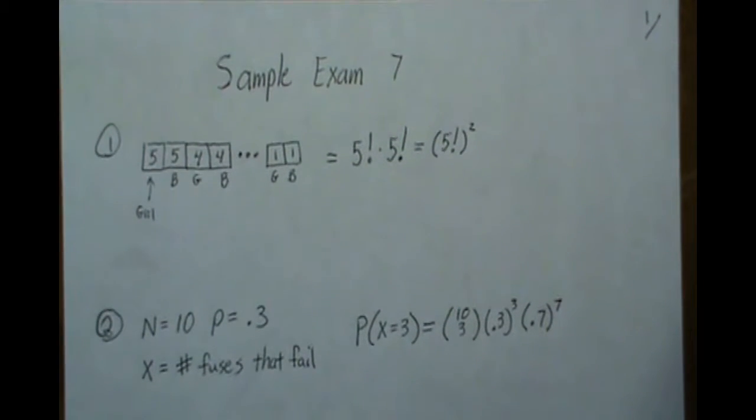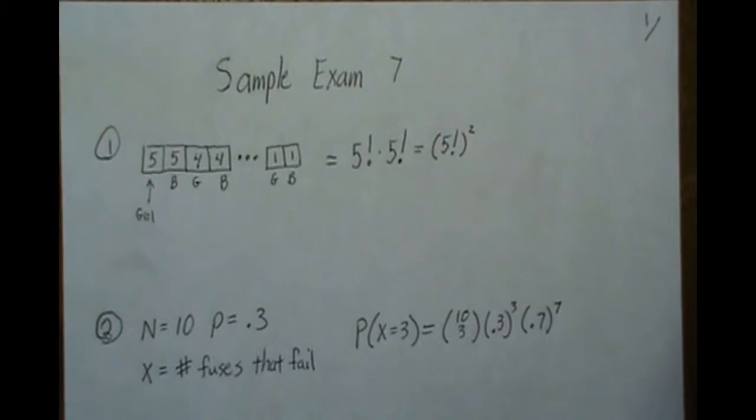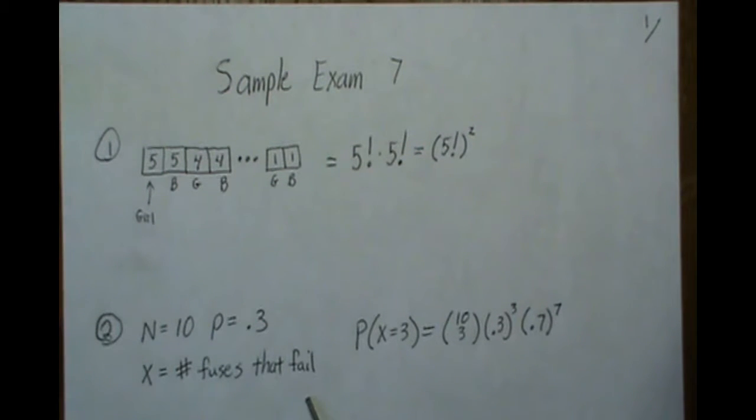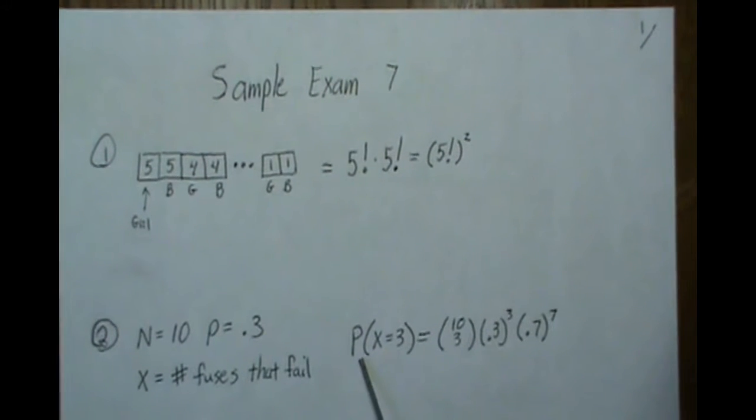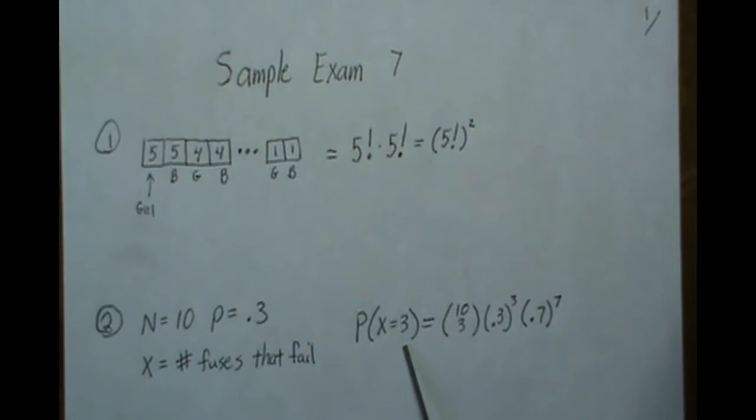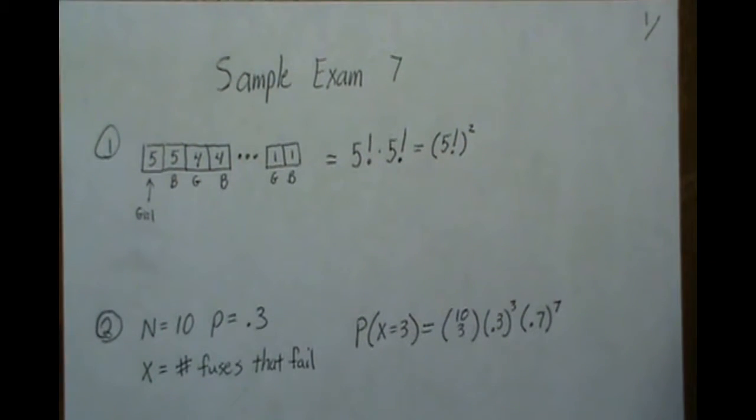Number 2, this is a classic binomial. So if n is 10, p is 0.3, and x is the number of fuses that fail, we want to find the probability that x is exactly 3, and then that's the formula.